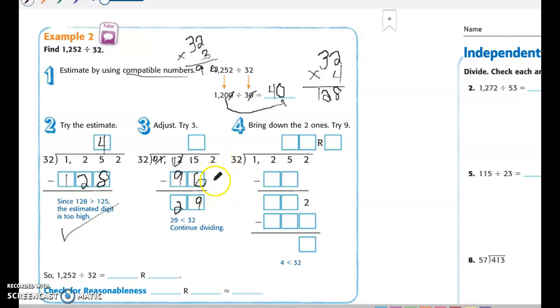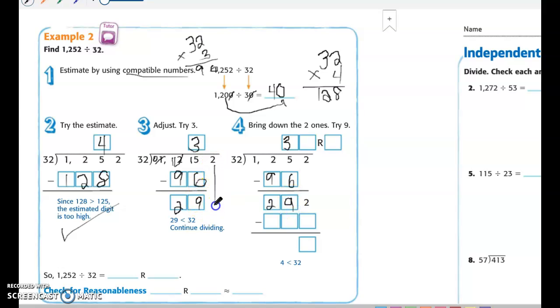Let's see. It says 29 is less than 32, so we can continue dividing. Do you see that? Yes. Oops, I forgot to put my 3 up here. I'm sorry, guys. So let's continue dividing. I'm going to transfer this information over here so I can use these boxes, but this is still the same problem. You guys can do that in your book also. And we had 9, 6, 2, 9.